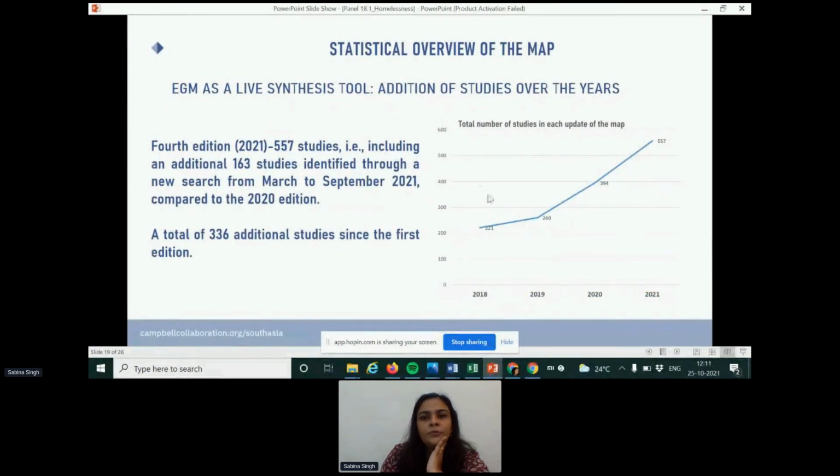So now, taking you through how many studies we have retrieved over the years. The very first edition of the map had 221 studies, the next edition had 260 studies. So the total remains 557. These are the total number of studies during each update: 394 were retrieved during the 2020 update and 557 during the 2021, that is the current update.